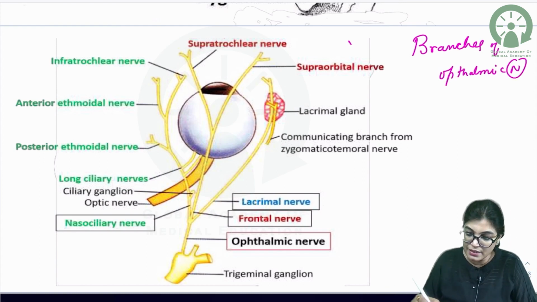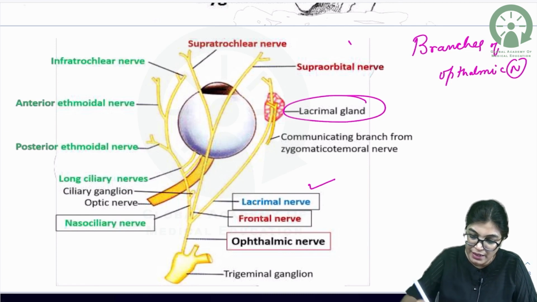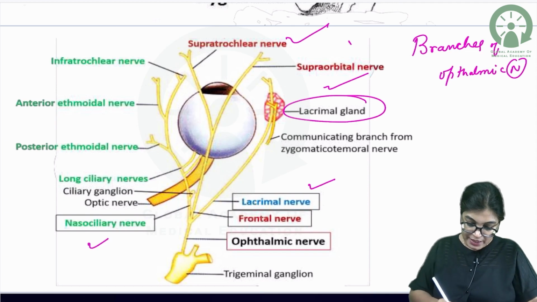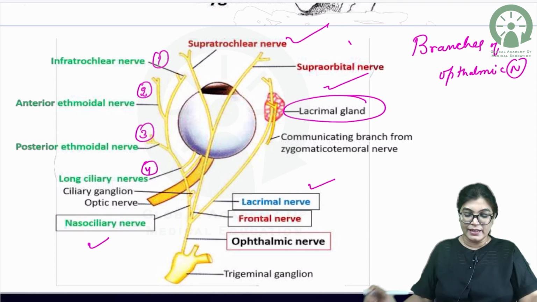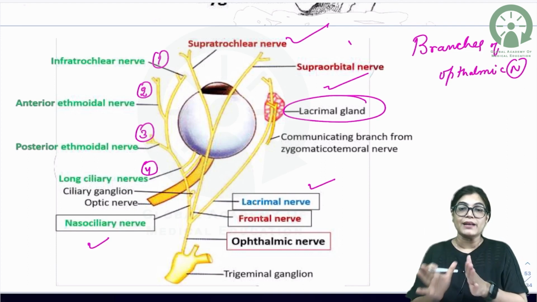So you can see the branches of ophthalmic nerve. Lacrimal nerve is giving innervation to lacrimal gland. If you will see the frontal, it is giving two nerves, supraorbital and supratrochlear. If you see the nasociliary, it is giving inferior trochlear, anterior ethmoidal, posterior ethmoidal and ciliary nerves. So this is the diagram in which all the branches of ophthalmic nerve.